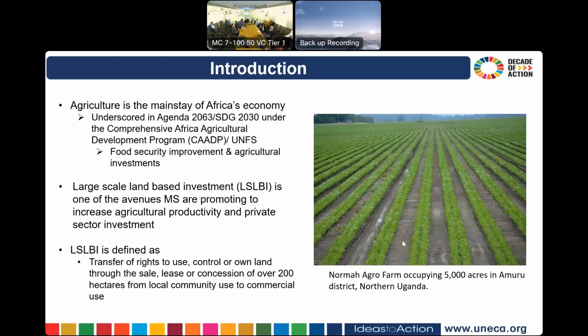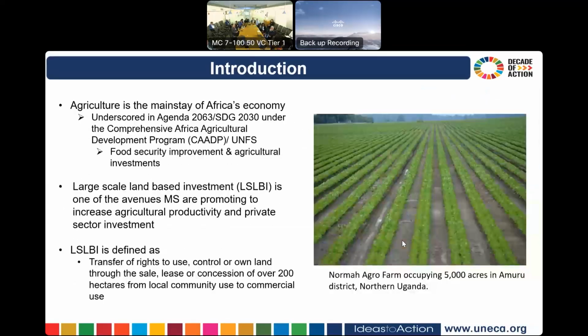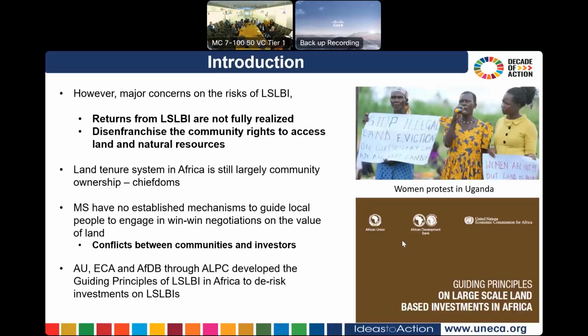So we're not saying do large scale, we're saying should you decide to move to large scale, how to better do it. In this case, we are approaching large scale as 200 hectares or more. It might not sound very large in the US, but in Africa that is large. In Ethiopia it's large. In many of our countries it's really large. And we've had a lot of risks surrounding large-scale land-based investments. So this is an attempt to de-risk those kinds of investments.